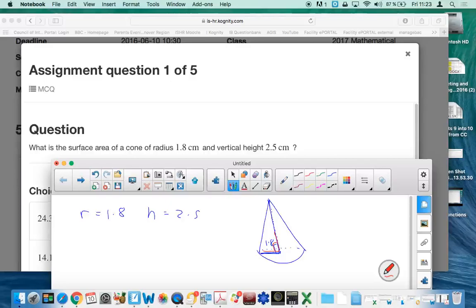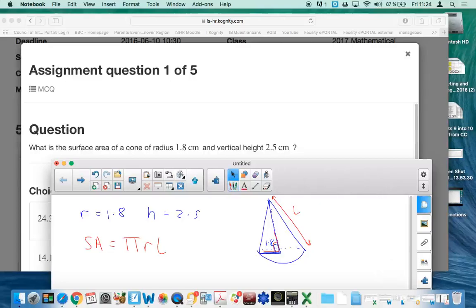So, okay, what is the surface area? You look at your formula booklet and it will tell you that the surface area of a cone is given by pi r L. Now L is what's called the slant height of the cone. So L is that one there. And you can see straight away exactly what I was talking to you about. The information they've given you does not include the slant height.